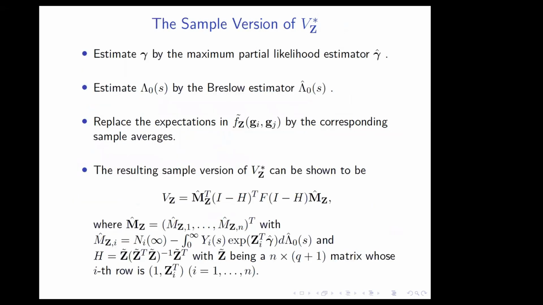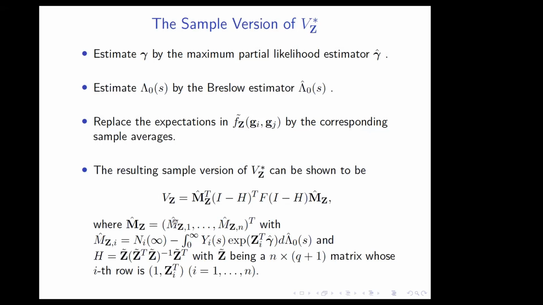Then the sample version of this weighted V is obtained through estimating the unknown parameters. So here we estimate the gamma, the regression coefficients in the Cox model, by maximum partial likelihood estimator. And we estimate the baseline hazard by the Breslow estimator. And we replace the expectations in F tilde Z by the corresponding sample average. Then the resulting sample version of the weighted V has this quadratic form.